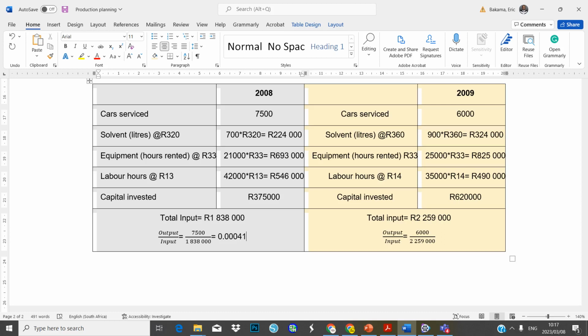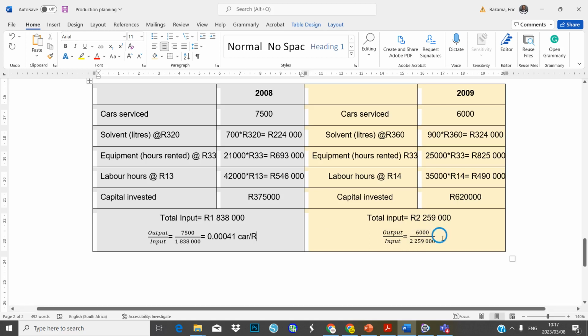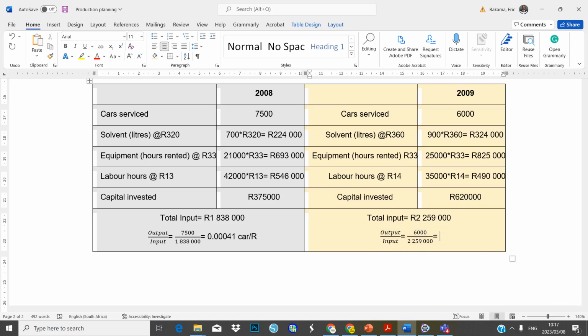So the output, we will just say this is the value 0,00041 cars, because these are the cars that have been serviced. Then we will put it per rand to say that for every rand spent in the investment of the company or whatever process they were doing, they were only able to produce 0,00041 cars. So we do the same thing here.